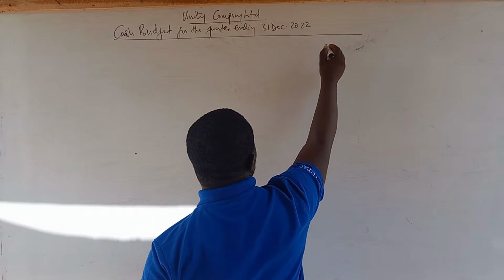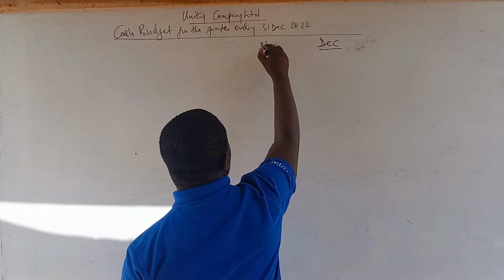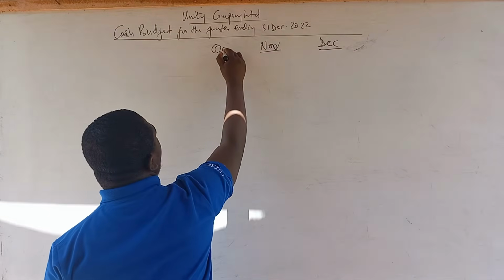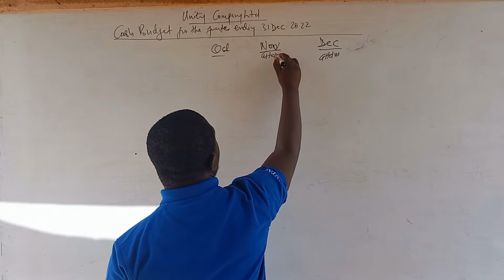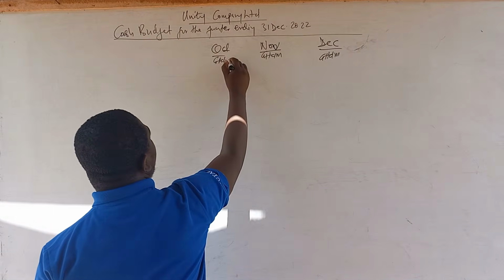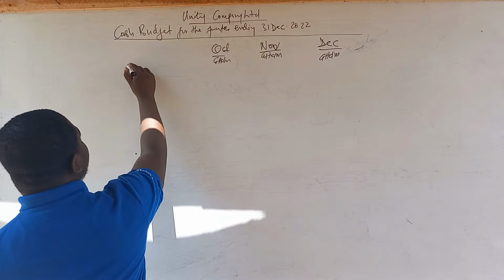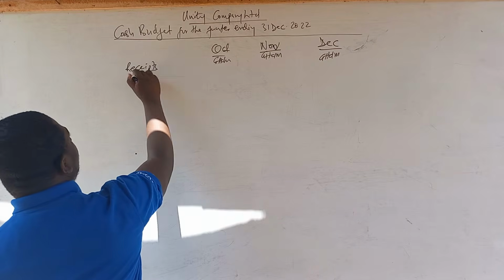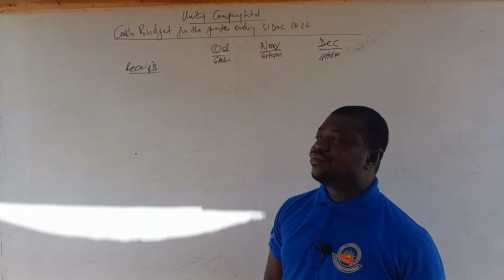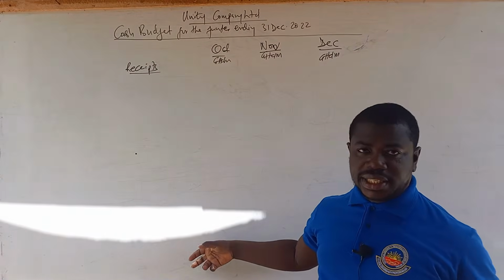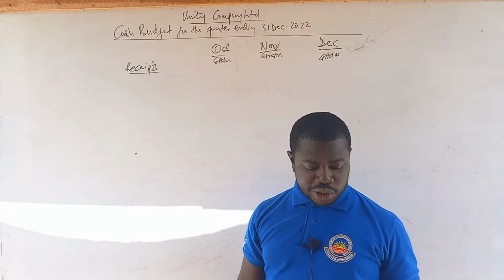So we show our months. We have December, we have November, and then we have October. 3 months in millions of Ghana cedis. So we show our receipts first. Now we are choosing the method that balances at the end. I think that is more appropriate for me. So we start with the receipt. So we go into the question to pick our receipts.